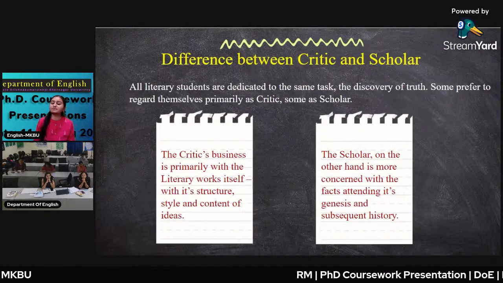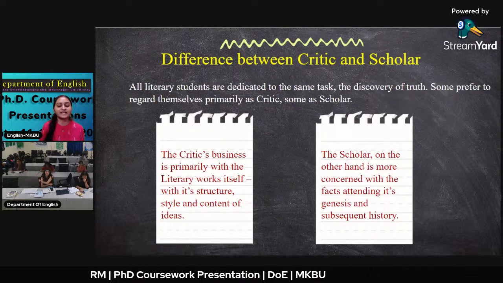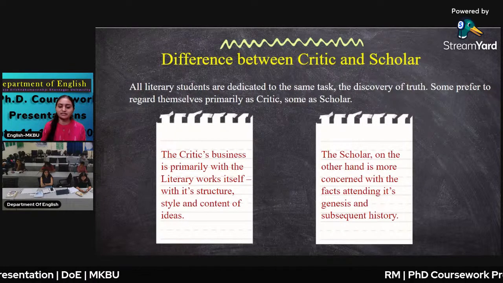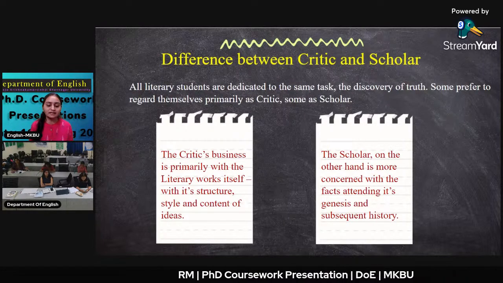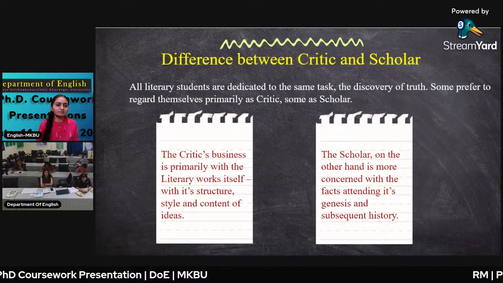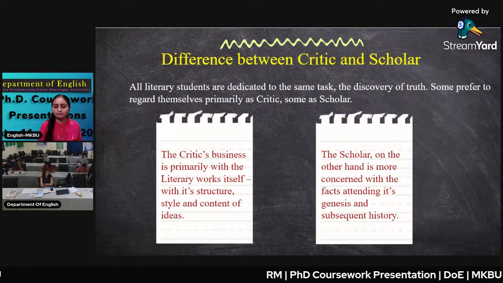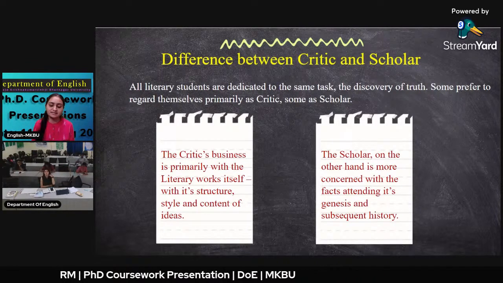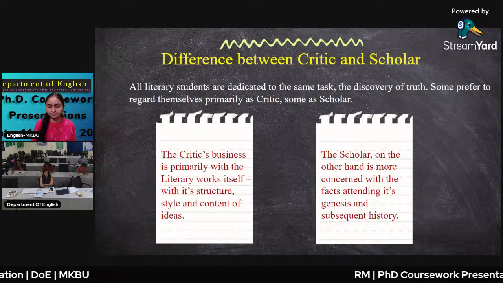So what is the difference between a critic and a scholar? All literary students are dedicated to the same task, the discovery of truth. Some prefer to regard themselves primarily as critics and some as scholars. So the critic's business is primarily with the literary work itself, with its structure, style, and content of ideas. It means they are more concerned with the organization of things, style and structure. But the scholar, on the other hand, is more concerned with the facts attending its genesis and subsequent history. They are going to the roots and finding new knowledge in it.